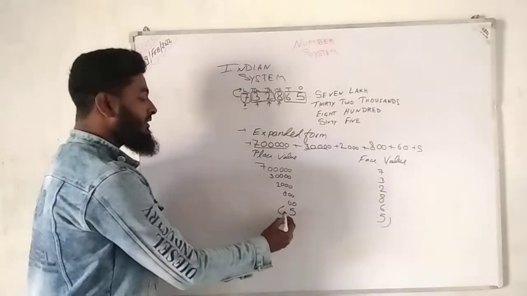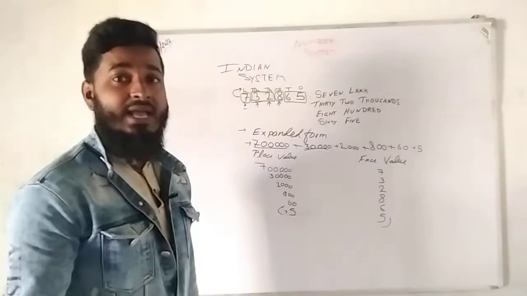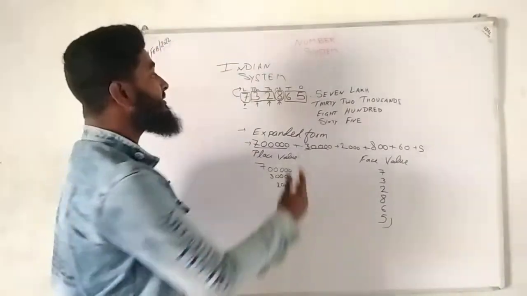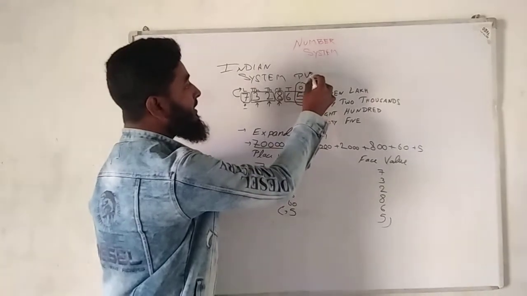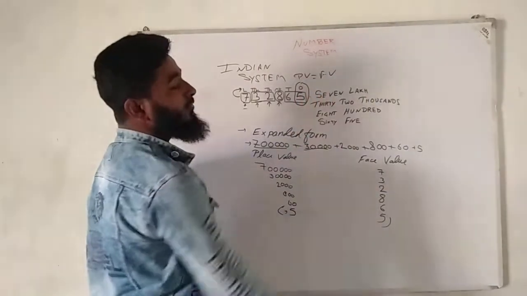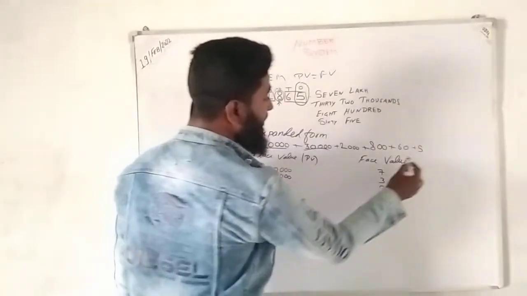Sometimes there is a question: what is the number which has the same place value as its face value? So the number is the ones place number. This is the number having the same place value and face value. You have to know it. Place value for PV and face value for FV.